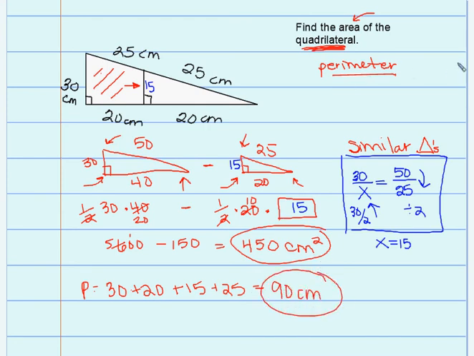Okay, that's it for finding the area of combined polygons. This piece right here, the similar triangle piece, might be something that you struggle with a little bit, so make sure that you ask. Also, make sure when you're labeling area, it's always in square units. Okay? I'll see you in class.